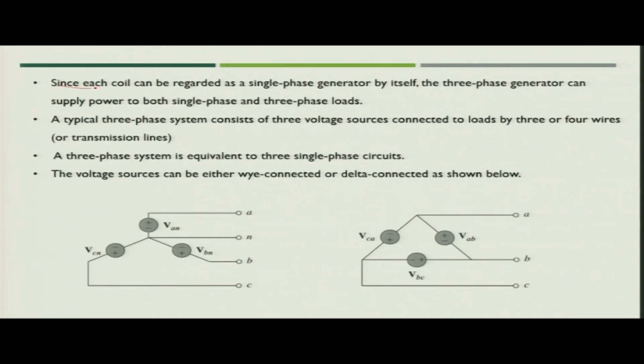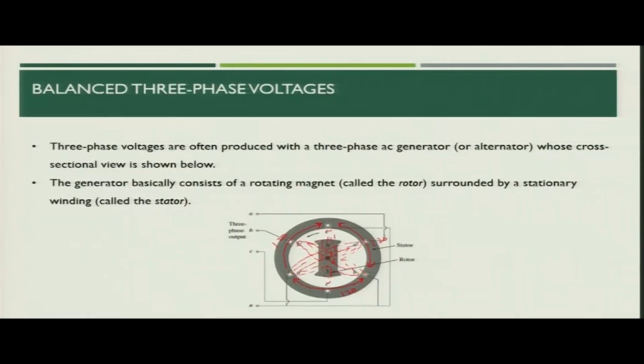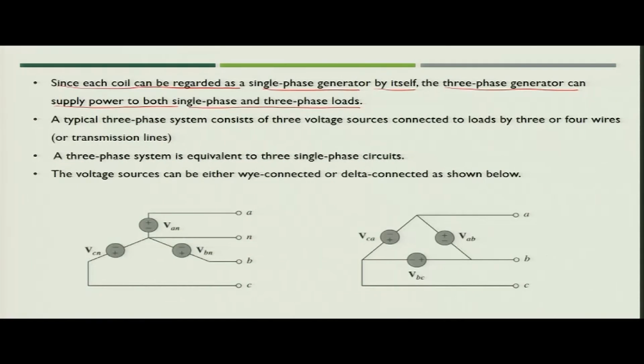Now, since each coil can be arranged as a single phase generator by itself, the three phase generator can supply power to both single phase and three phase loads. If you see this particular figure, these three coils are independent coils. So, you can consider them as three independent sources. What you can do is arrange them in such a way that it looks like there are three different voltage sources.